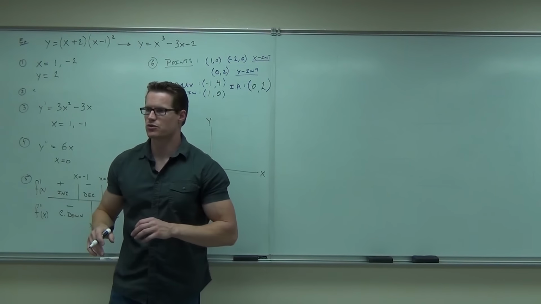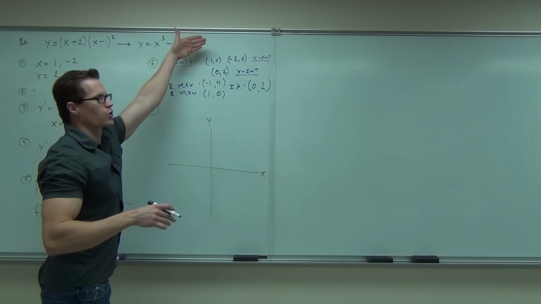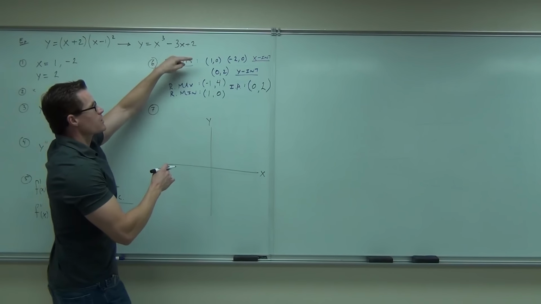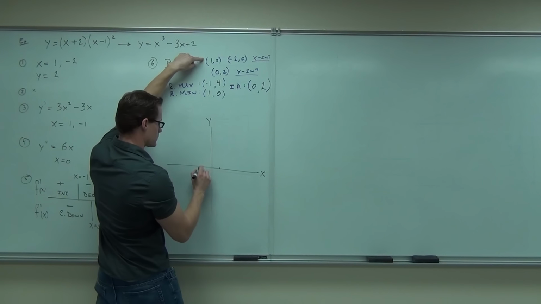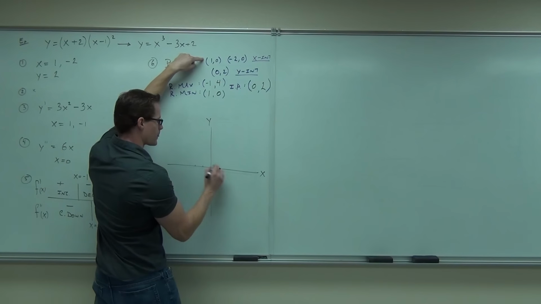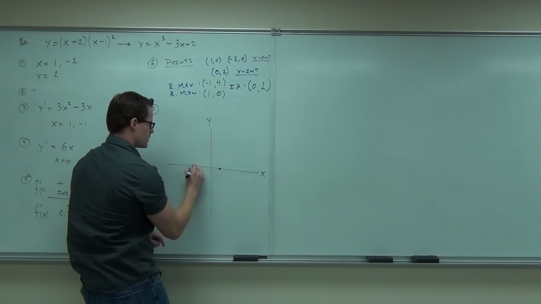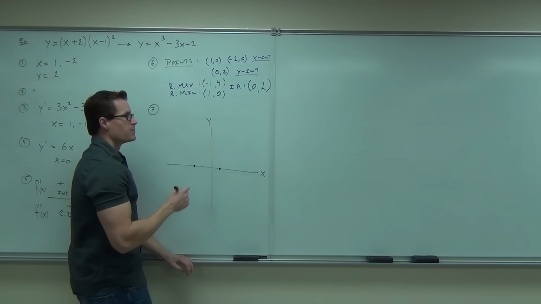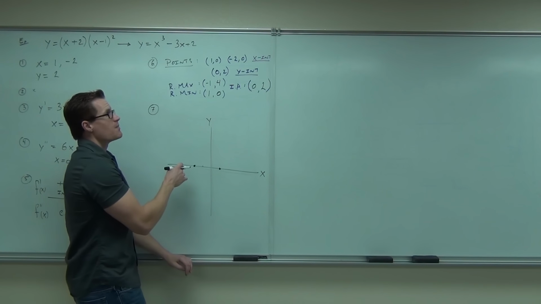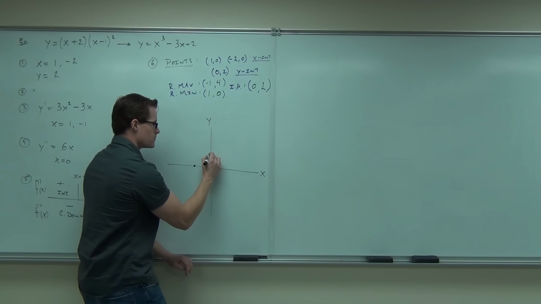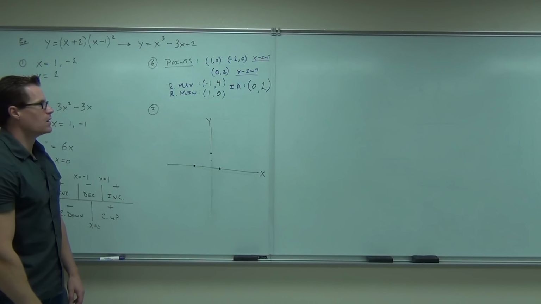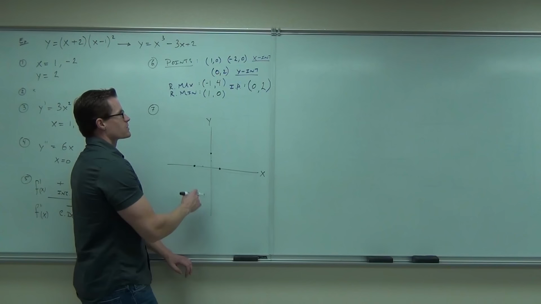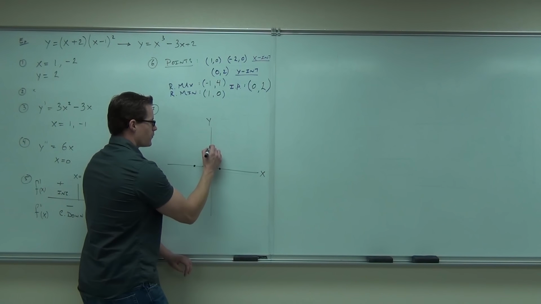Here's how to label them on your graph. What you're going to do is just work your way down, just like we did with the process. Start with your x-intercepts. 1, 0, put a point. Negative 2, 0, put a point. Those are my x-intercepts. My y-intercept is 0, 2, put a point. Relative max happens at negative 1, 4.